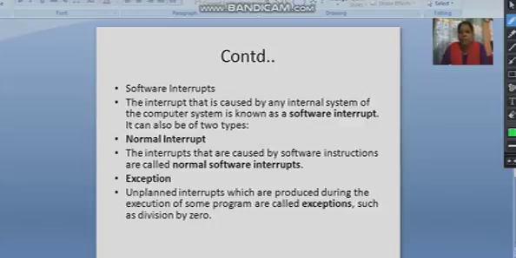Normal interrupts are generally produced by the software instructions in normal processing of any kind of program. Now exceptions are the unplanned events which occur during the execution of a program. When a condition like division by zero happens, then it will lead to a fatal error. So such kinds of events or unplanned actions are categorized under exceptions, and they are broadly categorized under the software interrupts.